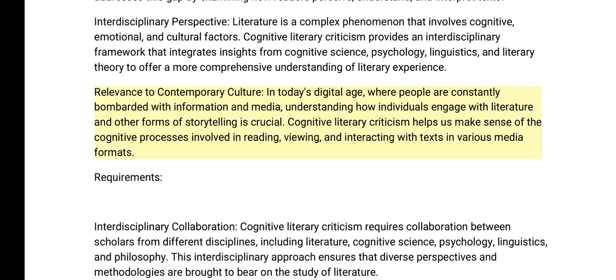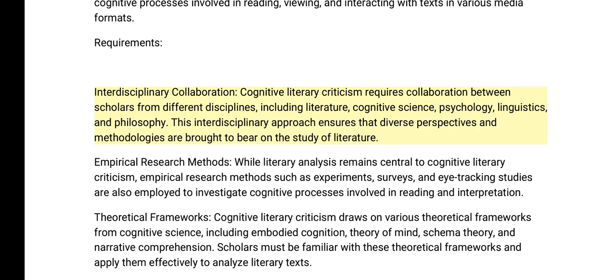Relevance to contemporary culture. In today's digital age, where people are constantly bombarded with information and media, understanding how individuals engage with literature and other forms of storytelling is crucial. Cognitive literary criticism helps us make sense of the cognitive processes involved in reading, viewing, and interacting with texts in various media formats.